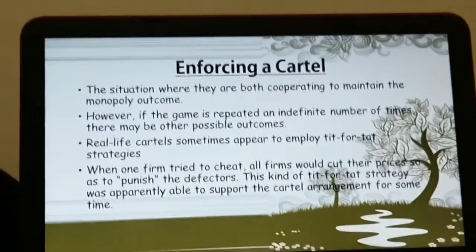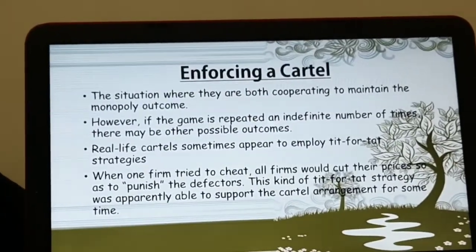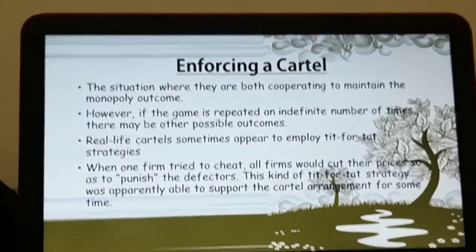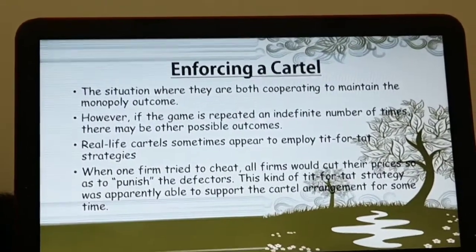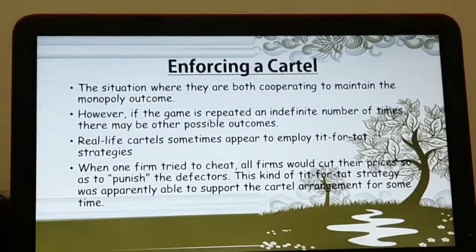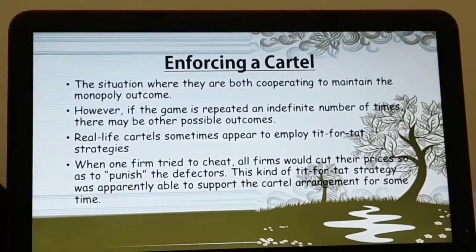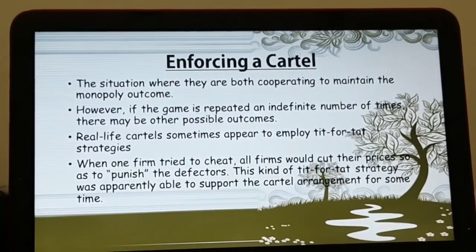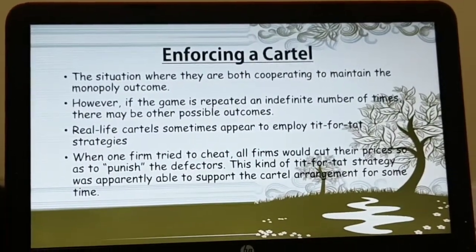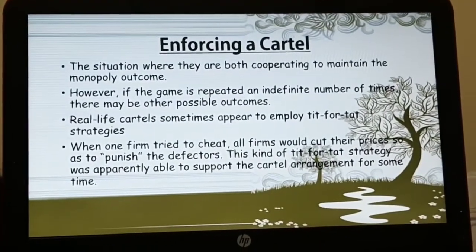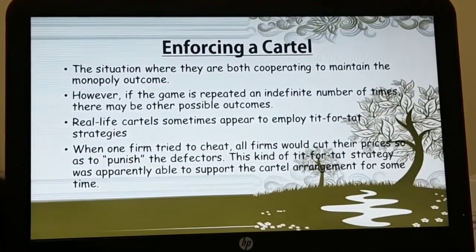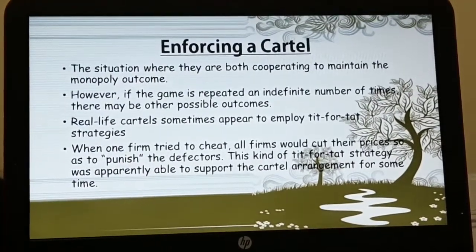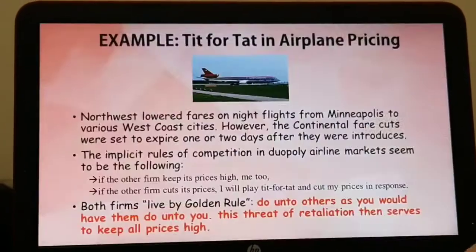Enforcing a cartel, the situation where they are both cooperating to maintain the monopoly outcome. However, if the game is repeated an indefinite number of times, there may be other possible outcomes. Real-life cartels sometimes appear to employ tit-for-tat strategies. And when one firm tries to cheat, all firms will cut their price as to punish the defectors. This kind of tit-for-tat strategy was apparently able to support the cartel arrangement for some time.